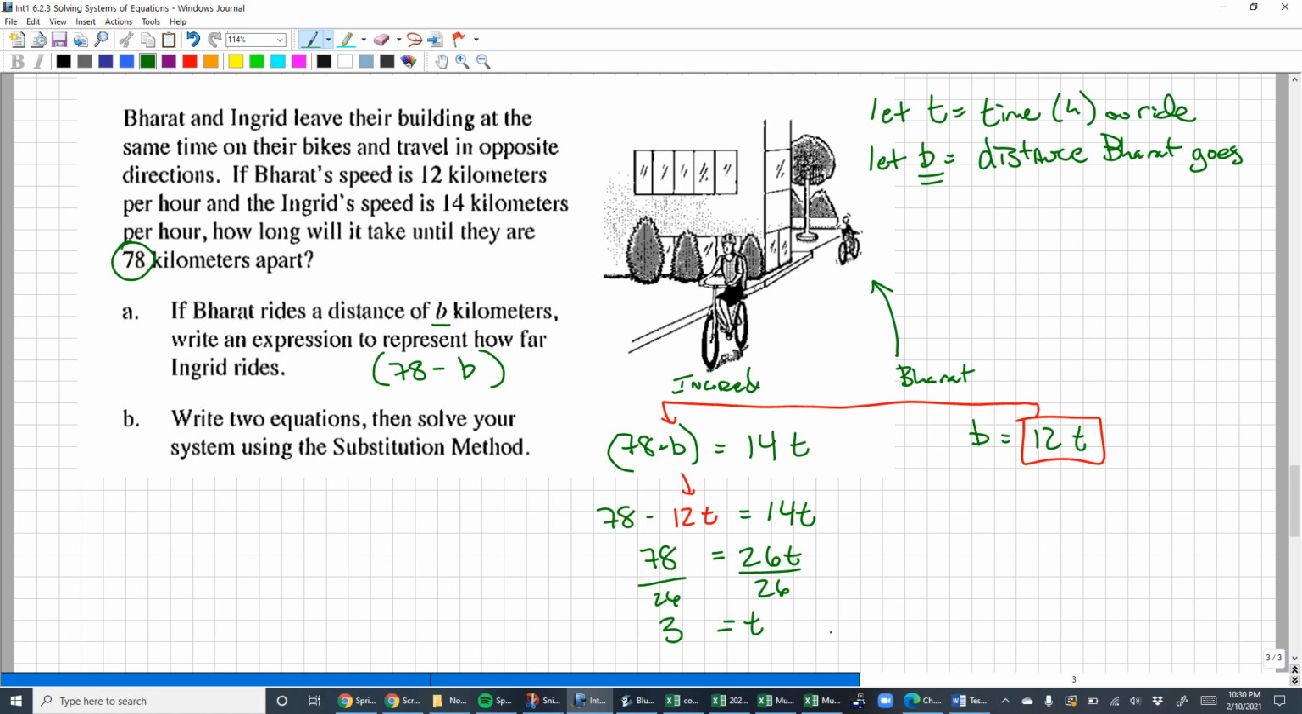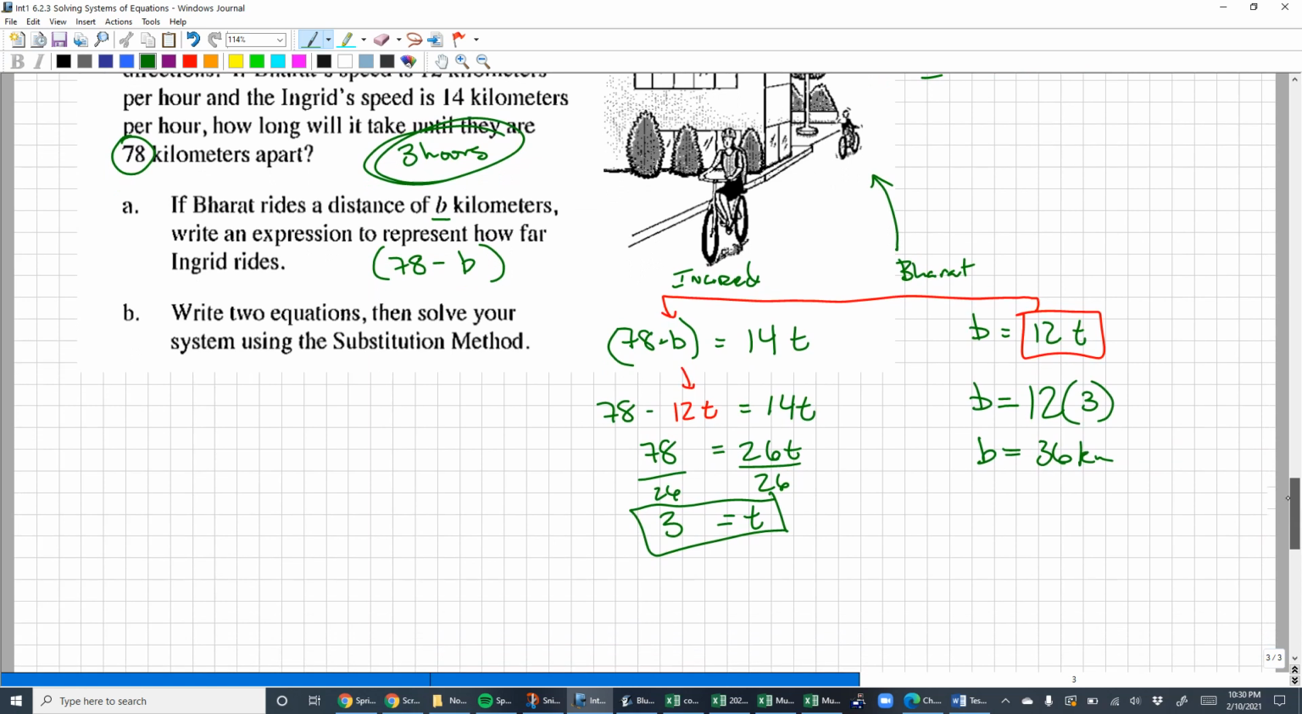Now, that might not be what I'm looking for. I also want to find how far Bharat and Ingrid went, the distance. So this was actually the question that they asked right here. It says, how long will it take until they're that far apart? It's going to take 3 hours. But we could also plug in and find out exactly how far Bharat went in that 3 hours, which is going to be 12 times 3, or 36, in this case, kilometers. All right, there's our last problem.